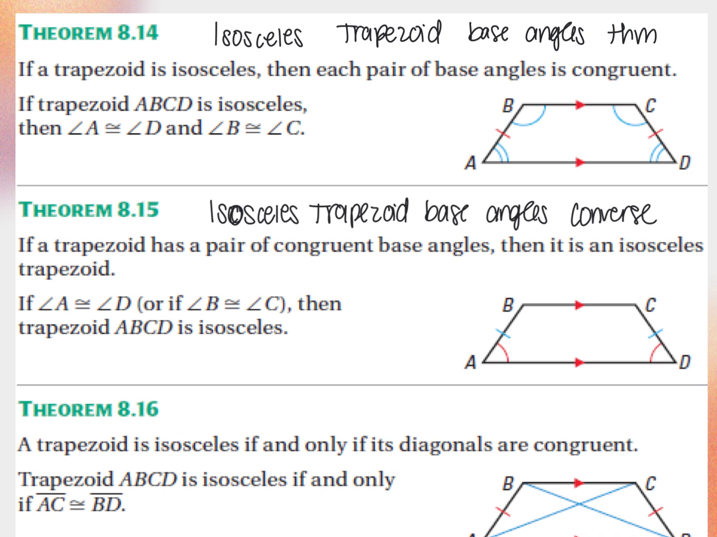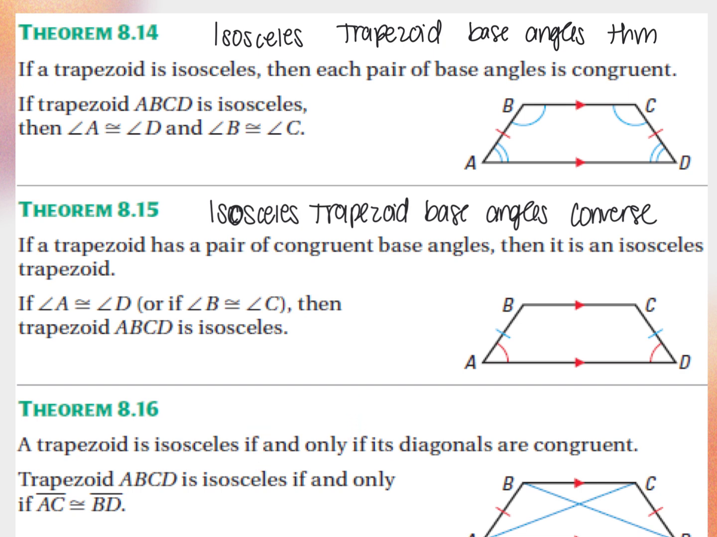So looking at the first one, each pair of base angles is congruent. Please do not forget that. You have to know which angles are going to be congruent. So my base angles, this is a base, this is a base, and these are my base angles. So keep in mind which ones are congruent.